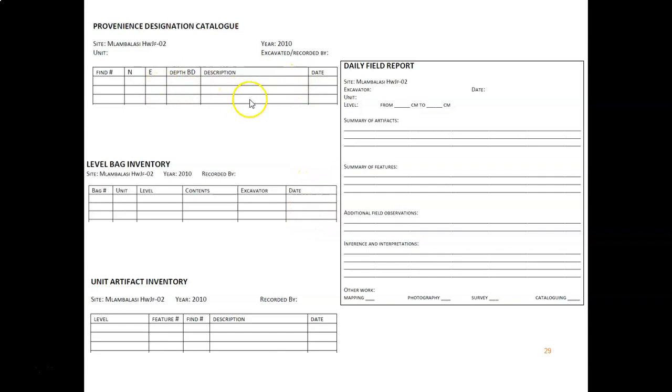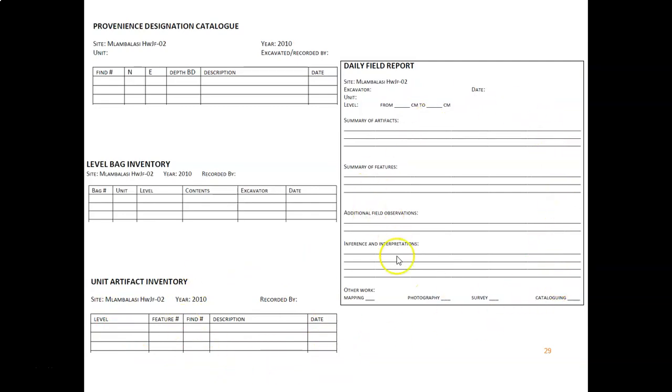All of our finds then go into little bags that are labeled with this information. We then put all of the individual artifact bags into a level bag, and so we need to keep track of how many level bags we're producing. And then we usually have some sort of inventory for every unit that we have excavated as well.